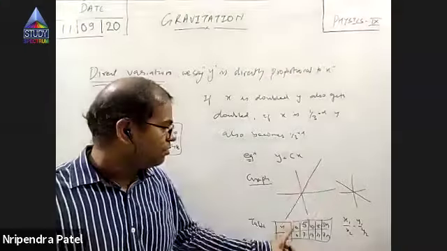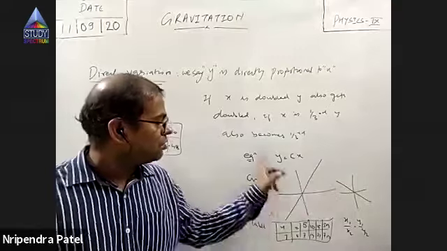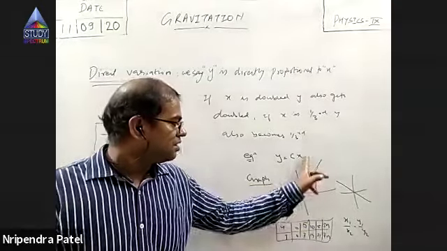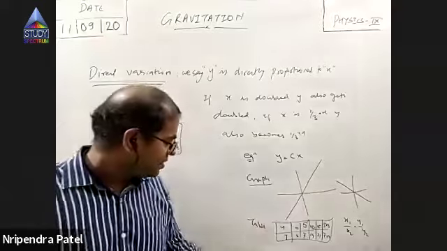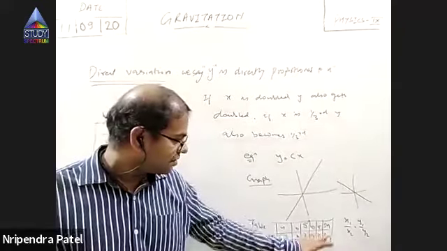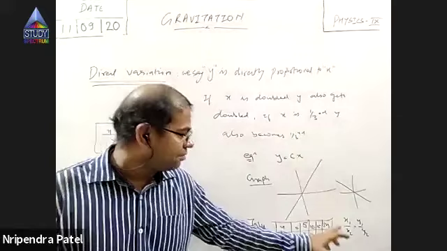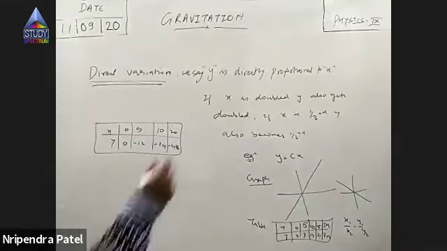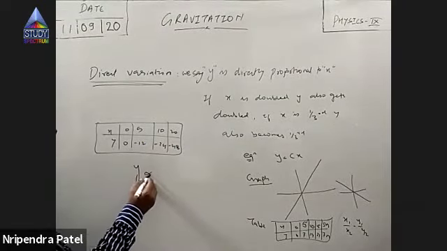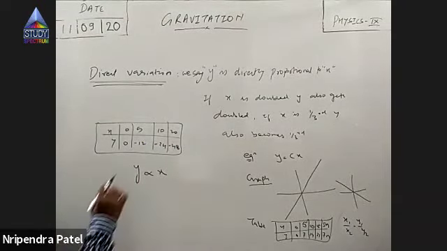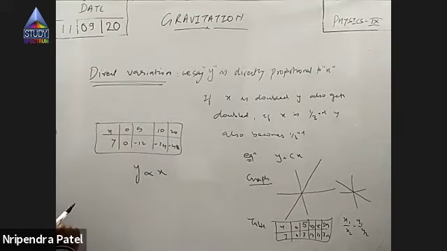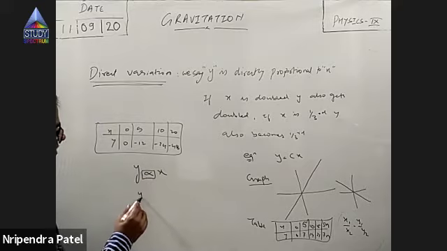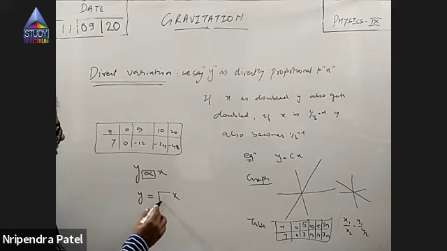In direct variation, the graph would be a straight line passing through the origin, either this way or this way. The table looks like this. The mathematical form is y is equal to some times of x, and that sometimes is always a constant: x1 by x2 is y1 by y2. So y is directly proportional to x. Now, the trick is we can always replace the variation sign by equality by introducing a constant.